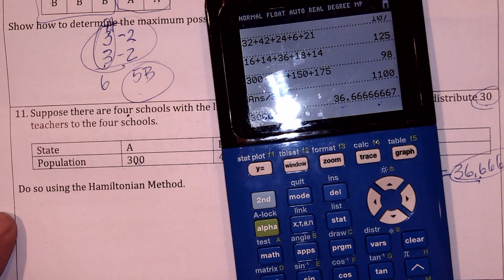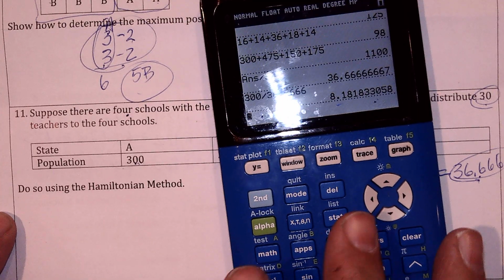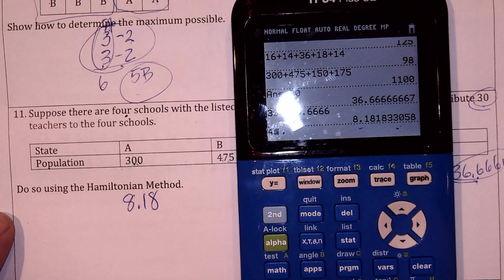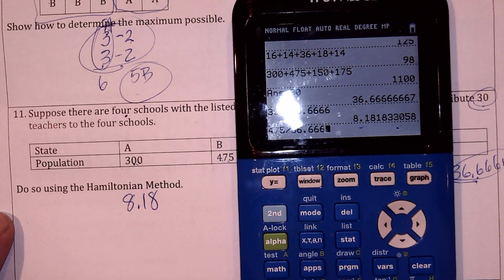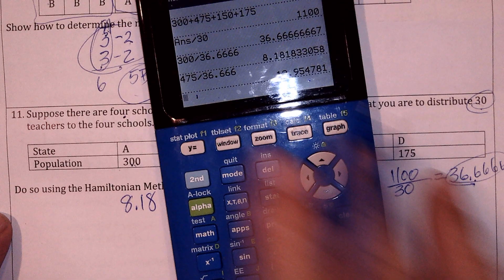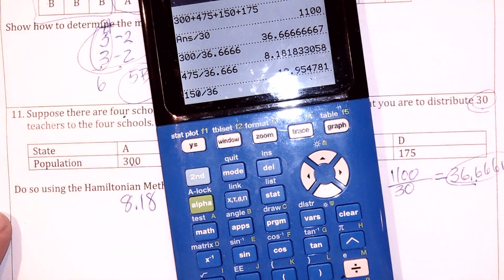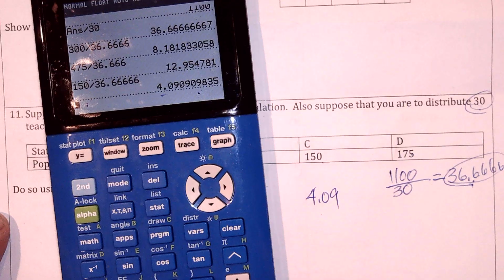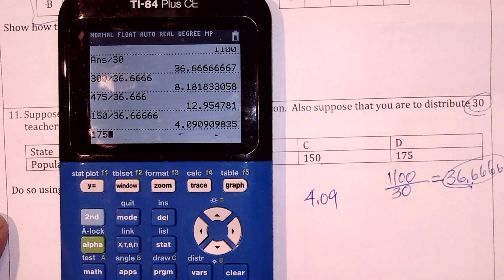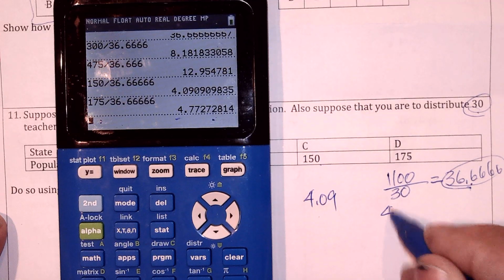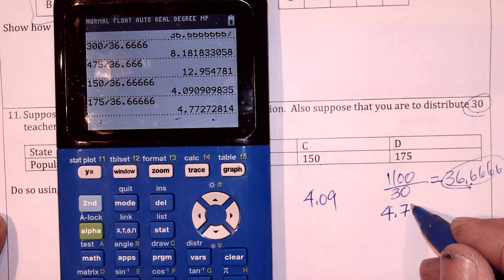So I'm going to do 300 divided by 36.6, 8.18 teachers. 475 divided by 36.6, 12.95 teachers. 150 divided by 36.6 is 4.09 teachers. And 175 divided by 36.6, 4.77 teachers.